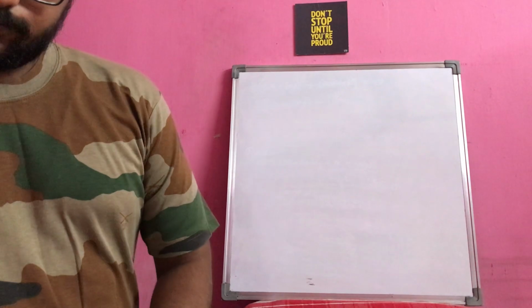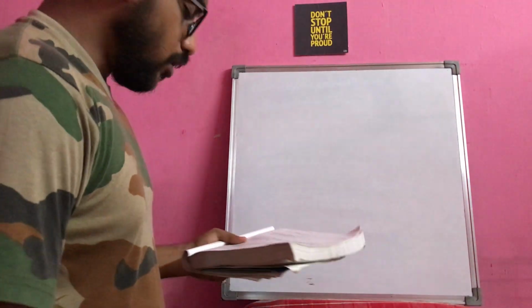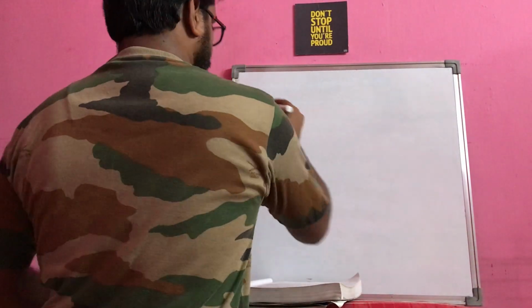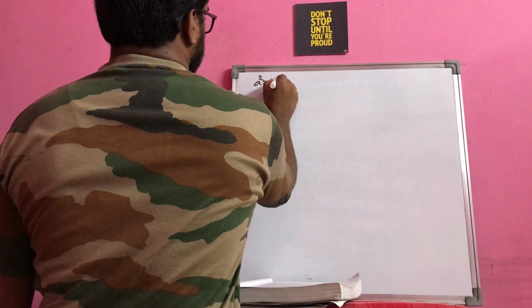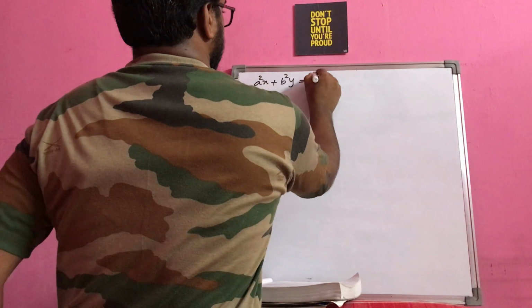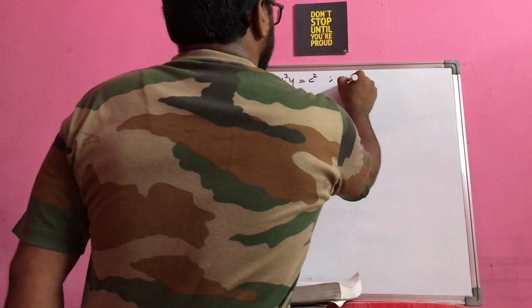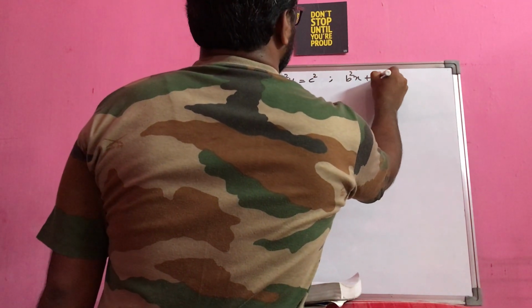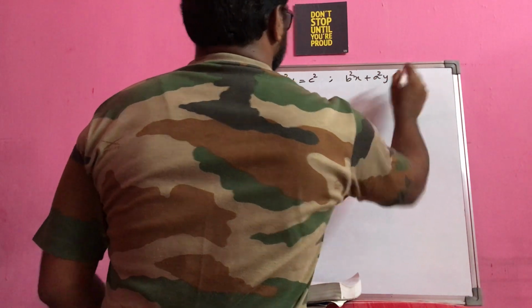See, this is another one. Solve for x and y, same thing. a²x + b²y = c². Next one, b²x + a²y = d².